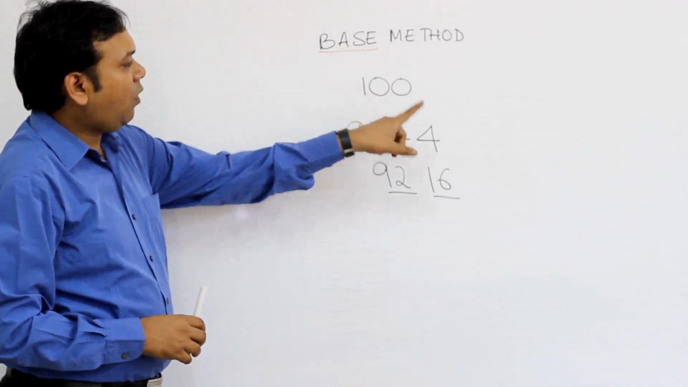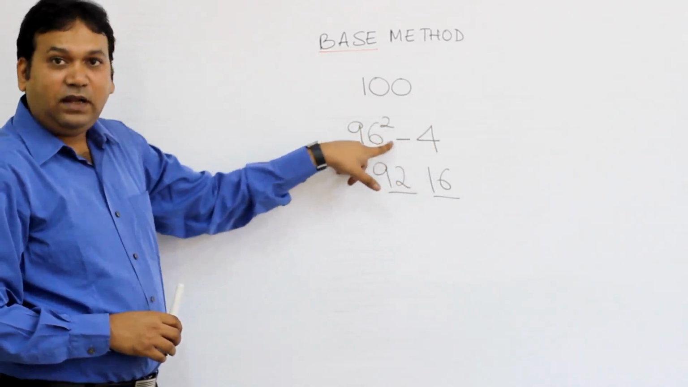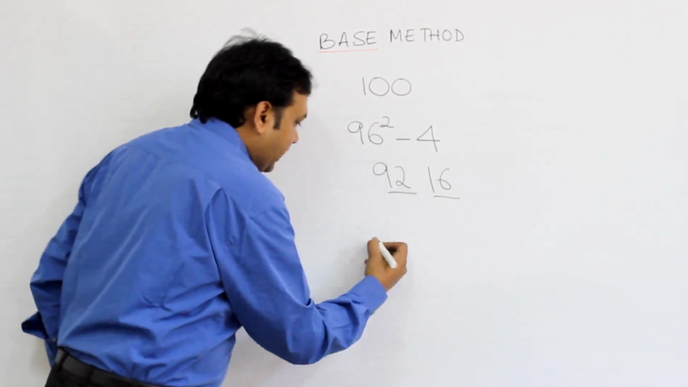The only difference here is that the number is less than 100. So we write down how much less it is. It is 4 less than 100. And we're subtracting. Earlier it was adding; now we're doing the subtraction step. Let's take one more number. What if it is 92 square?